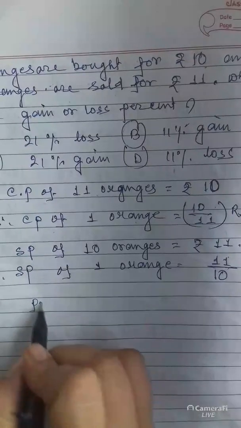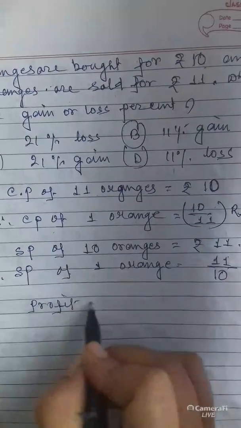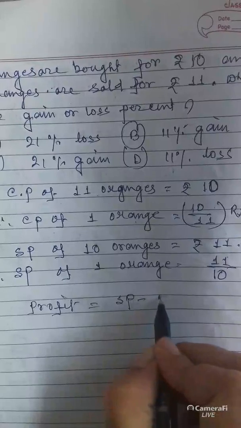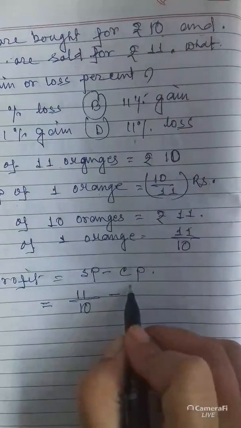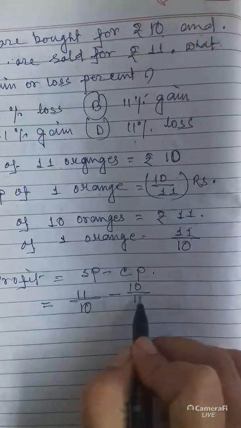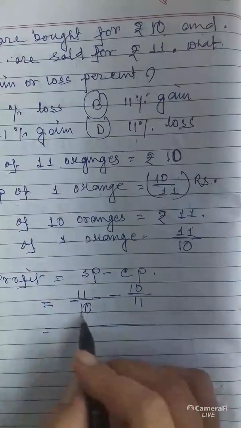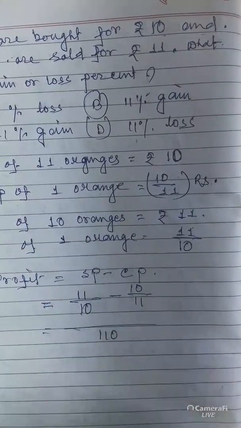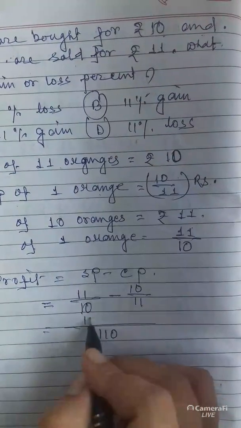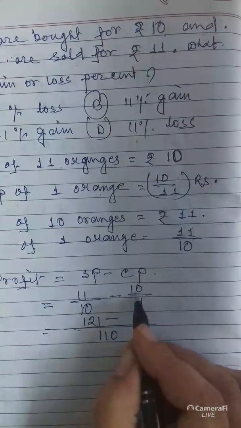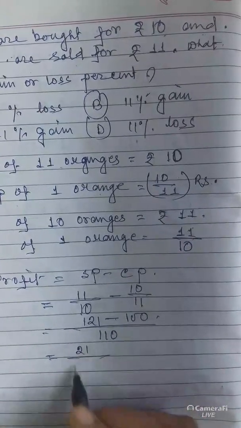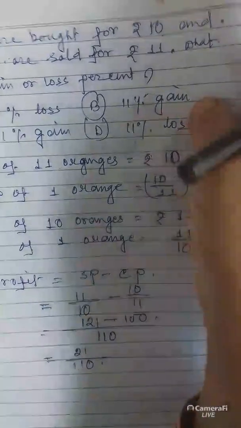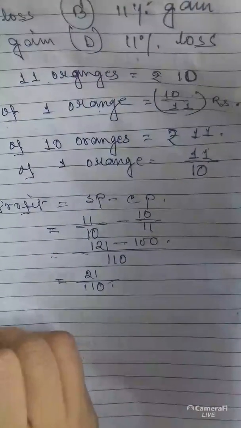Therefore profit, we know that profit equal to SP minus CP. Here SP is 11 by 10 and CP is 10 by 11. LCM of 10 and 11 is 110. Then 11 into 11, 121, minus 10 into 10 means 100. So 21 by 110.